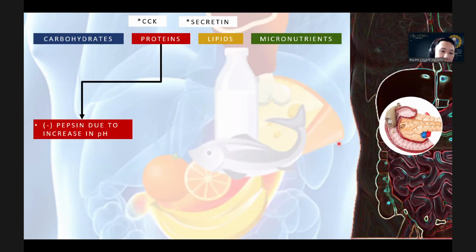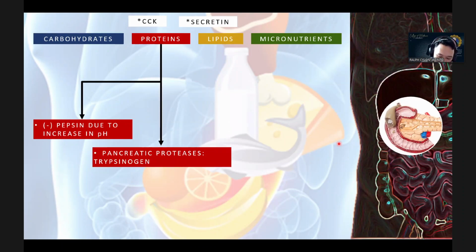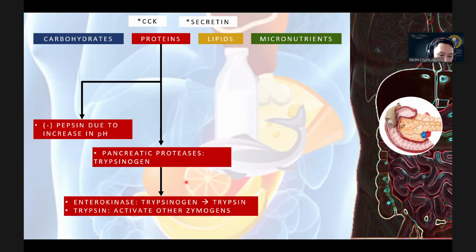Okay. For proteins, these are the things that happen with regards to your protein digestion. First, because of the increasing pH, your pepsin activity decreases or pepsin is inhibited. At the same time, because of the presence of your CCK, trypsinogen will be released into the duodenum. Trypsinogen initially will be acted upon by your enterokinase to become your trypsin.